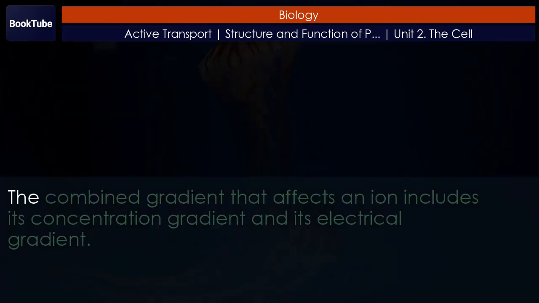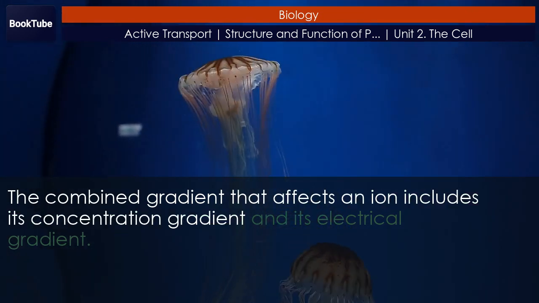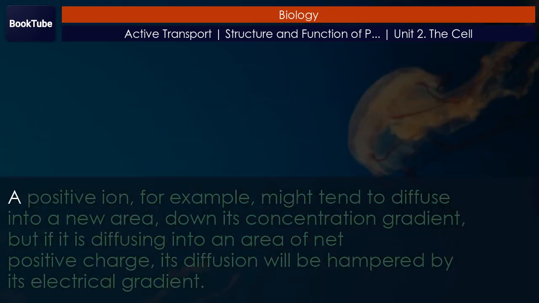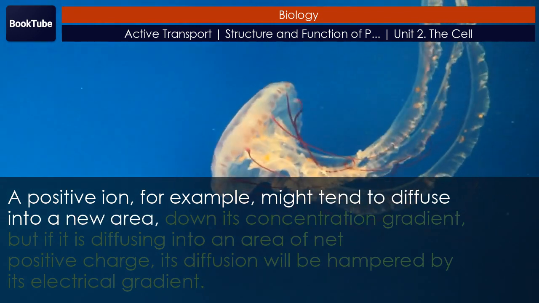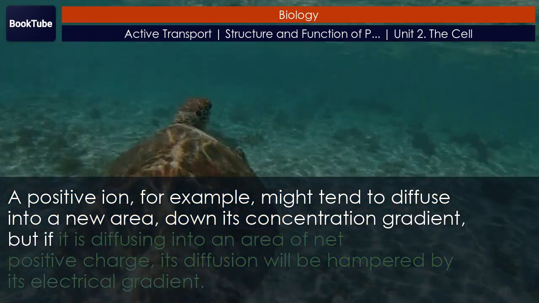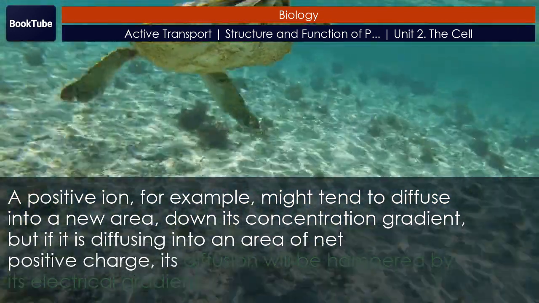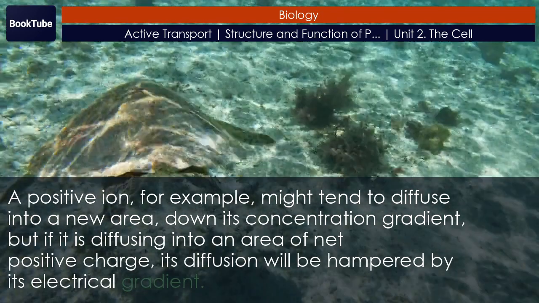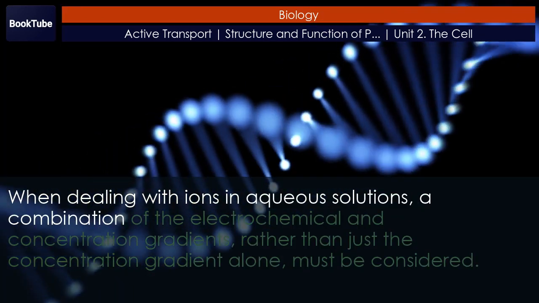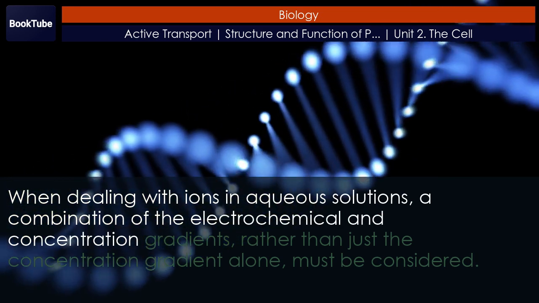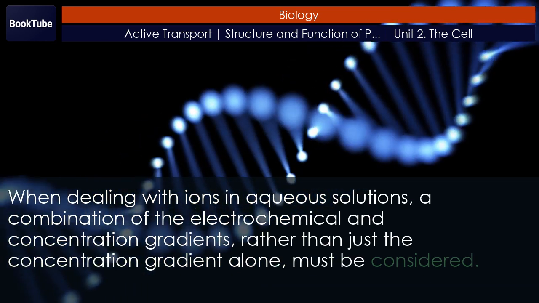Section summary. The combined gradient that affects an ion includes its concentration gradient and its electrical gradient. A positive ion, for example, might tend to diffuse into a new area, down its concentration gradient, but if it is diffusing into an area of net positive charge, its diffusion will be hampered by its electrical gradient. When dealing with ions in aqueous solutions, a combination of the electrochemical and concentration gradients, rather than just the concentration gradient alone, must be considered.